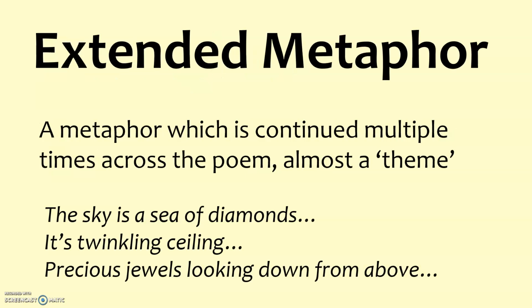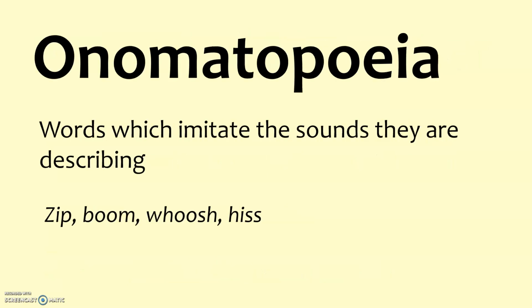An extended metaphor then is when you continue a metaphor multiple times across a poem. It almost gives it a bit of a theme, so you see the same ideas happening more than once. My examples there, imagine they were all different lines throughout a long poem. I had the sky as a sea of diamonds. I then go on to talk about the twinkling ceiling, precious jewels. I've got this extended metaphor of something being very precious and almost expensive in that sense, or important. So an extended metaphor where you hear something multiple times.